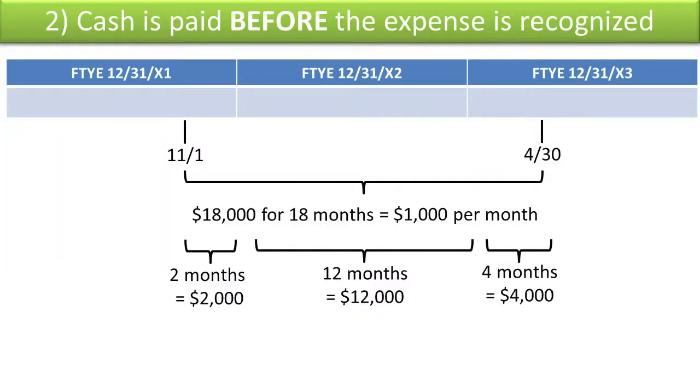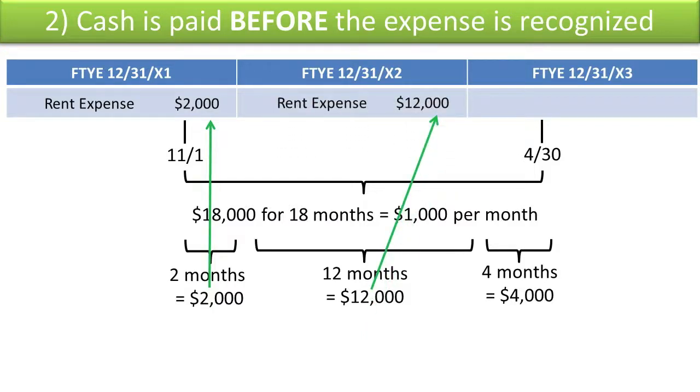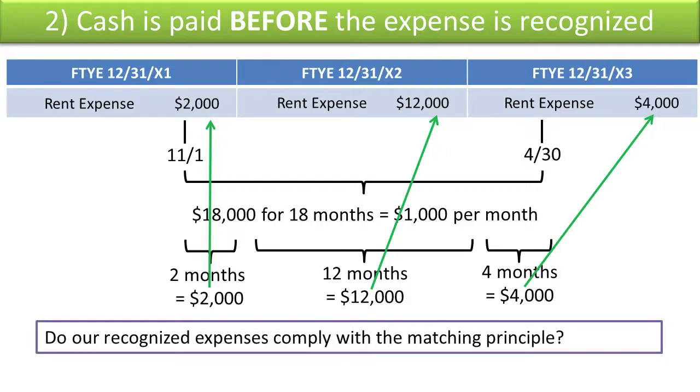Back to the big picture. In X1, we recognize $2,000 of rent expense. X2, $12,000 of rent expense. And X3, $4,000 of rent expense. Do our recognized expenses comply with the matching principle?